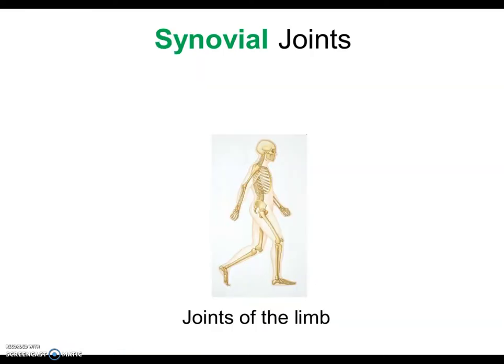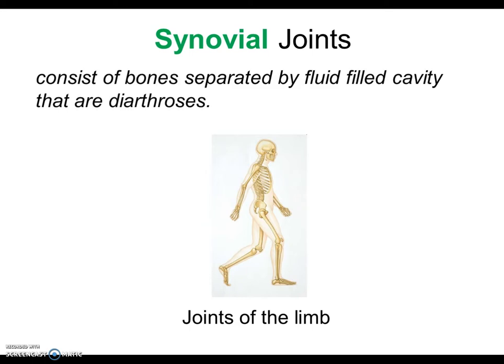Right. Our last type of joints we'll talk about are the synovial joints. Synovial joints are basically all the joints of your limb. The synovial joints consist of bones, and the important thing is these bones are actually separated by a fluid-filled cavity. And again, they are diarthrosis, meaning that they're freely movable.